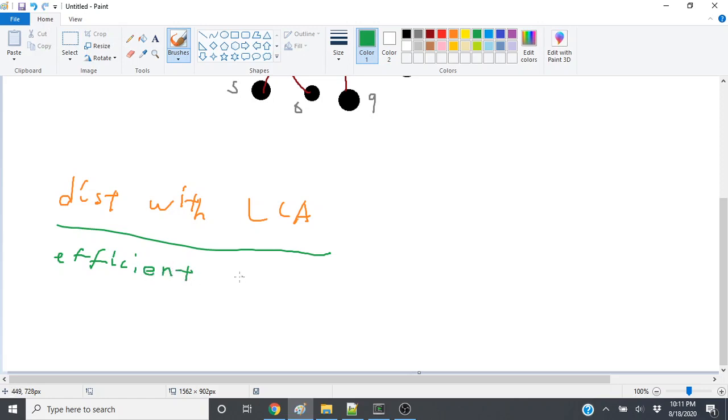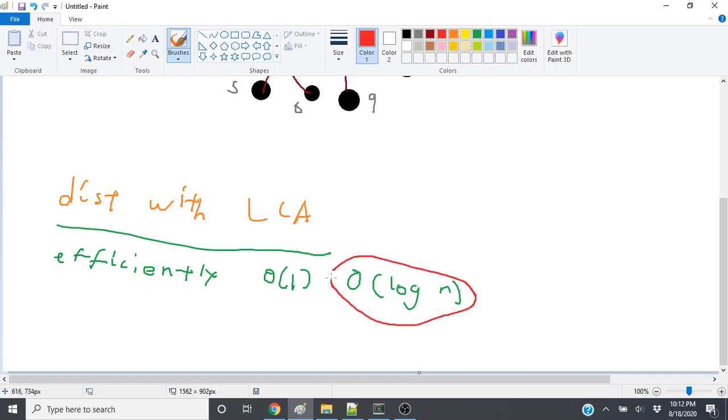Efficiently, let's say O of 1 or O of log n. Either way, both of these work. O of log n isn't that bad, and it's easier to implement, in my opinion. So we'll assume that distance is O of log n, because O of 1 is a special type of computation you have to do.